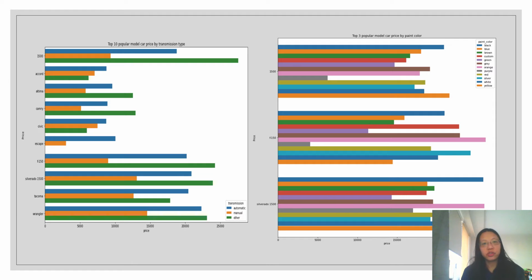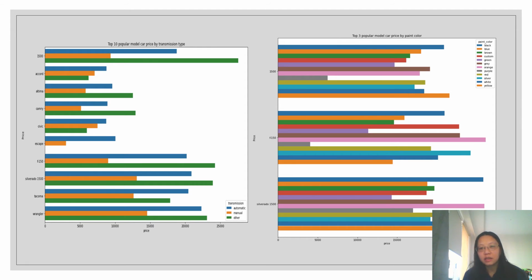And then it comes to the charts for price relationship with transmission type. Here I plot the top 10 popular models and see that automatic and manual cars have a gap. But again, the gap is not the same on different models. Some models show about a $20,000 gap between automatic and manual. Some models show just about $2,000 in gap.